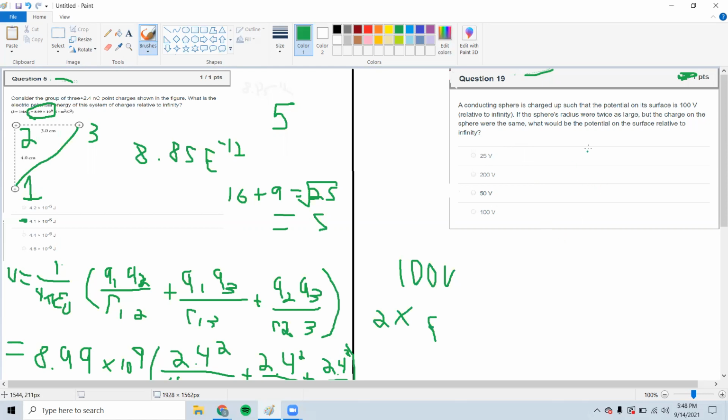So since it's inversely proportional to the distance, if you were to double the radius, then it would be twice as weak. So you could just simply divide 100 volts by 2, which equals 50 volts, which would be C right here.